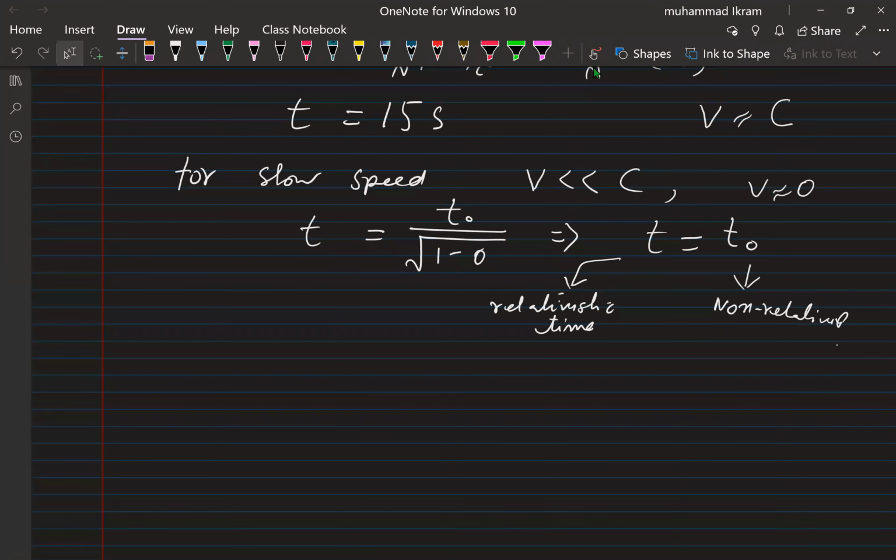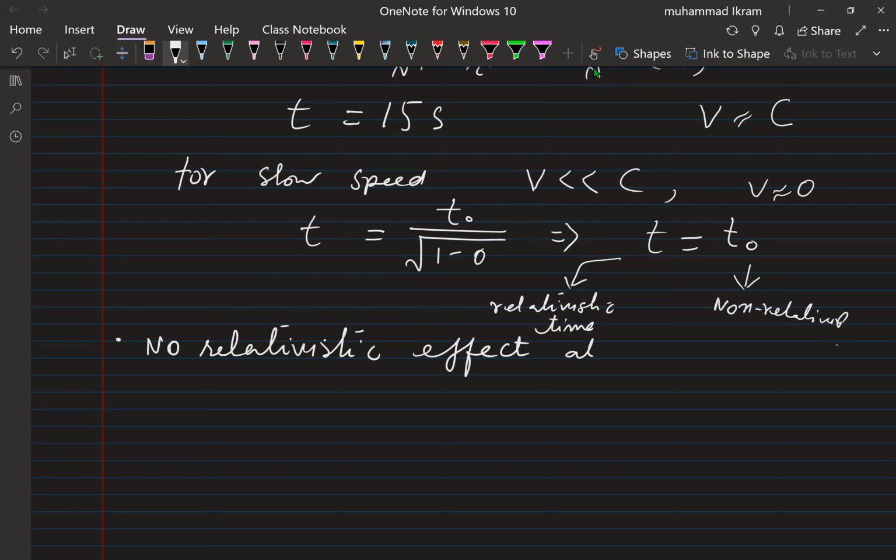So there is no relativistic effect. What is this result? The result is that there is no relativistic effect at very low speed. And the time dilation is experimentally proved. It is now an experimental fact, and you can see how it is experimentally verified. So you can study that experiment.